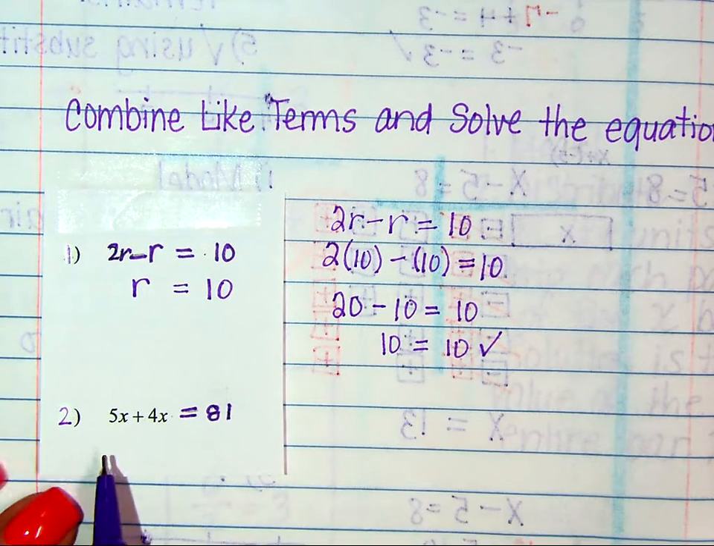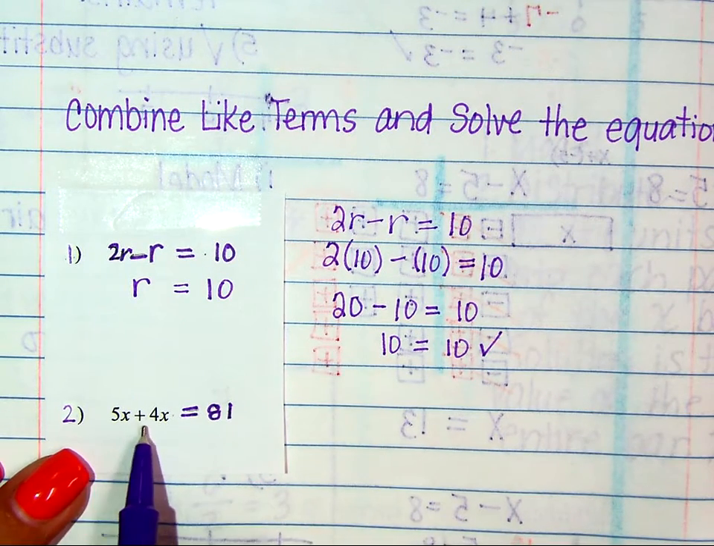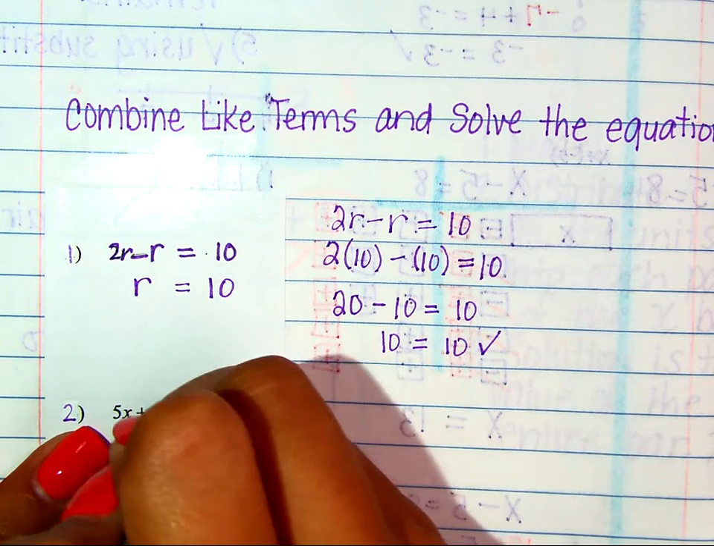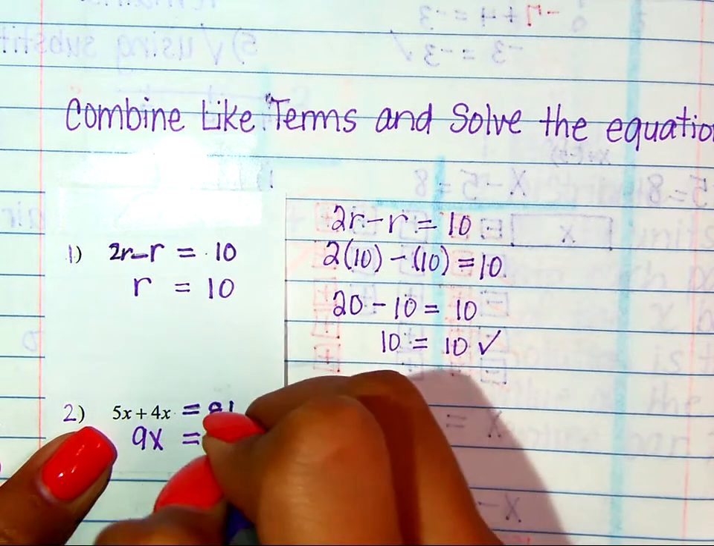Okay, let's try this second one here. Now we have 5x plus 4x. So we're going to combine these terms here. I have 9x equals 81.